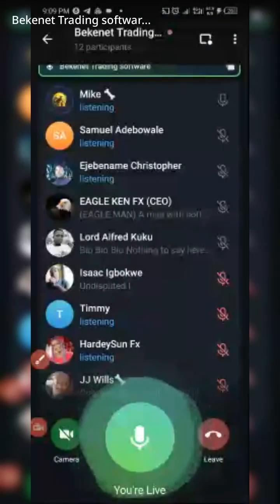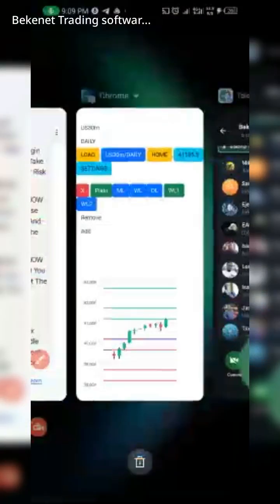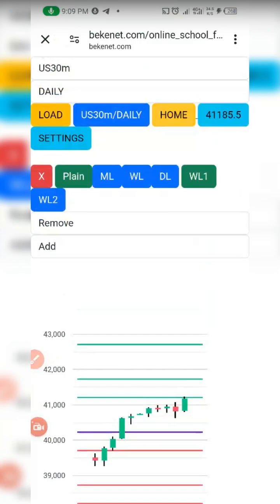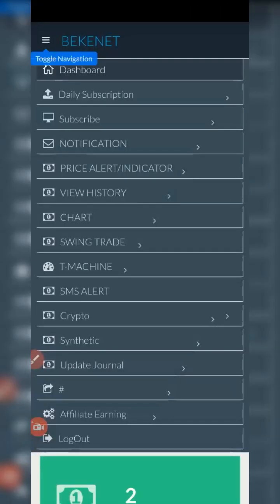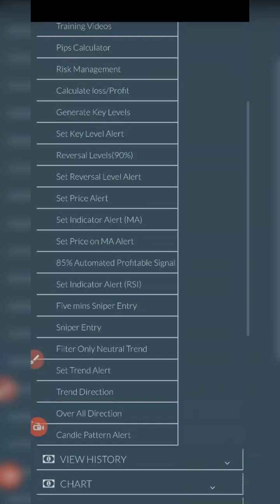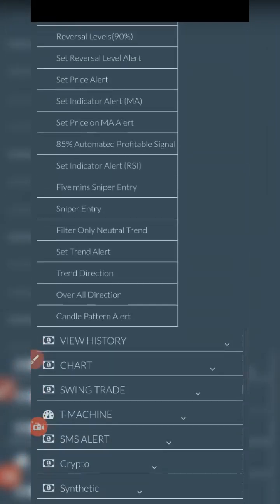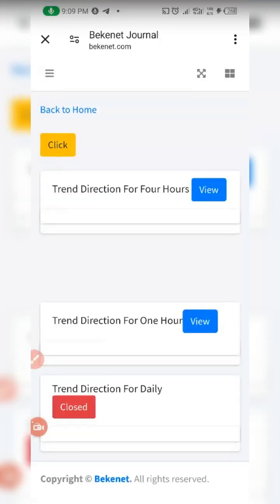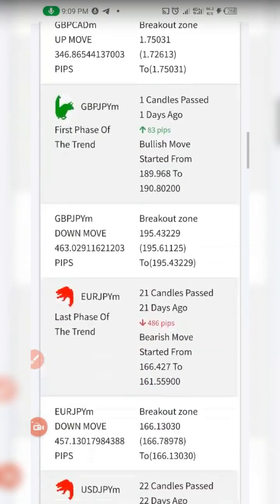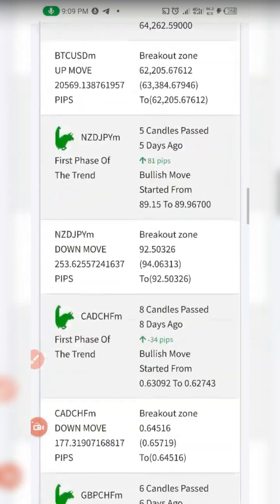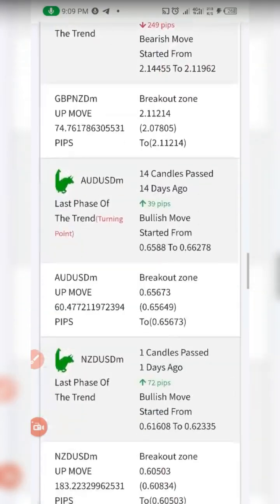So I'm going to show you how to spot that turning point. Let's go to the trend direction, and let's use any of these pairs. Let's use the daily time frame, because I saw one turning point there. Now, before you use a turning point, you must have been monitoring that pair. I saw one turning point before. Let's see if I can find it again. Look at it. This is Australia USD.